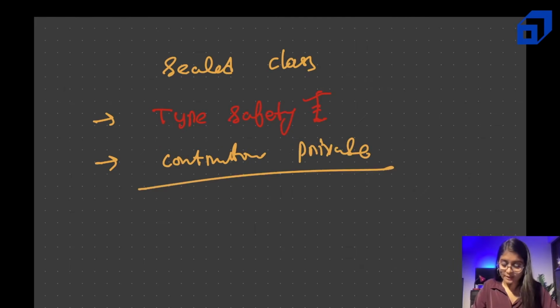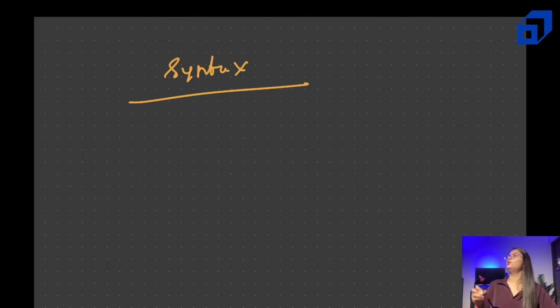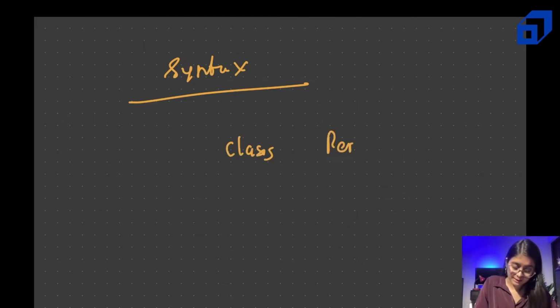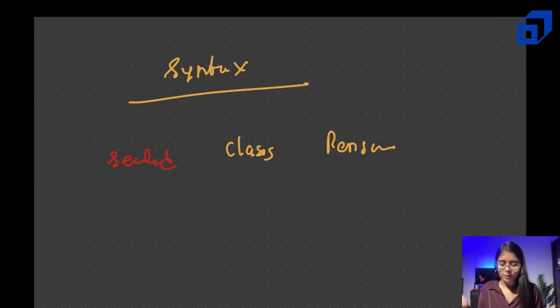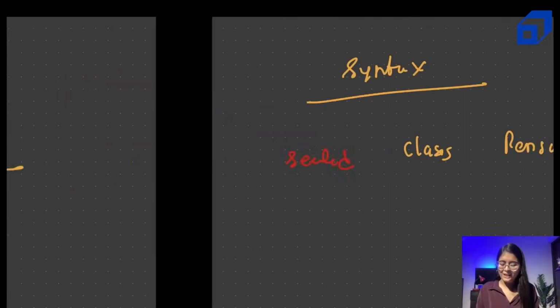If you want to understand the syntax of sealed classes, we just have to put an extra keyword while creating the class. So if we have class and the name of the class is, let's say, Person, we will put just one extra keyword, and that is sealed. That will make sure that the class is a sealed class. Not very commonly used, but yes, it's good to know these important terms and keywords in Kotlin.